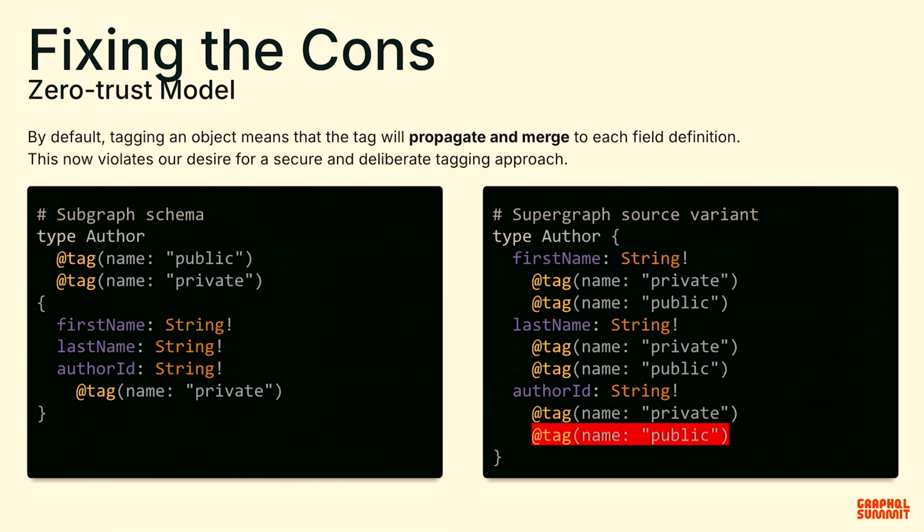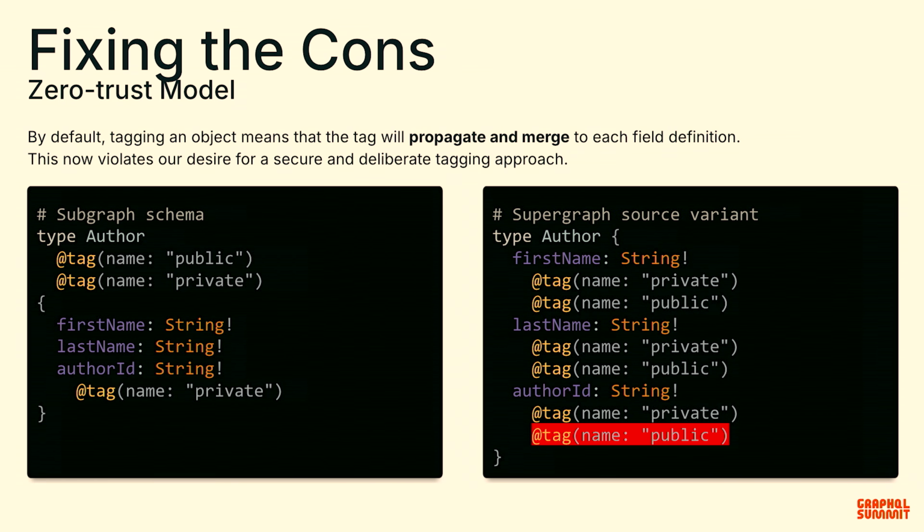And what I want to highlight is that the default behavior in contracts is that when applying tag directives at the object level, it actually merges those tag directives with the child field levels. So that doesn't really align with our desire for a more secure and deliberate tagging approach, right?